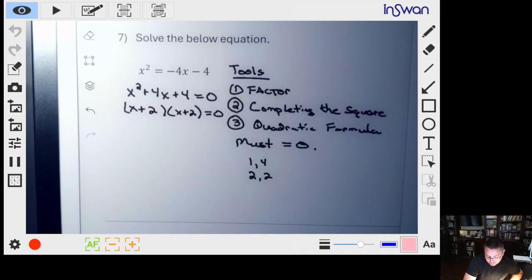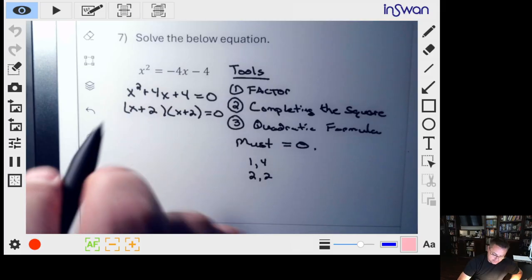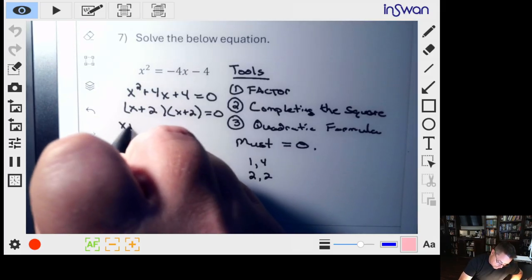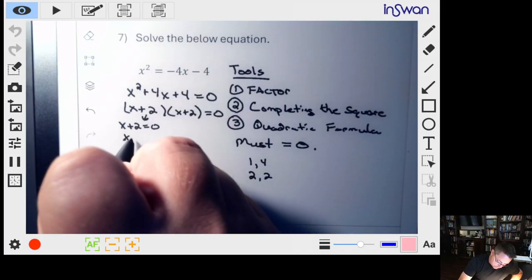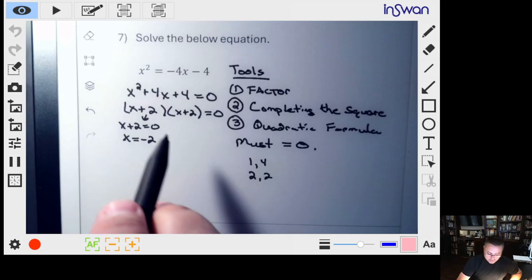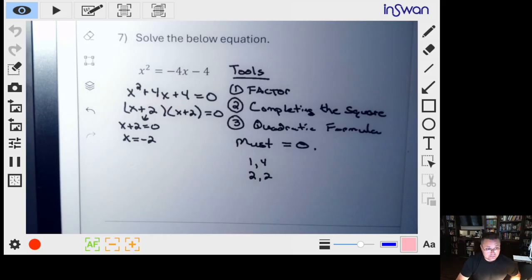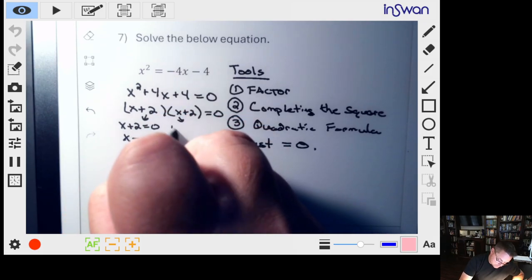So I get this. Well, what are my answers? Well, my answers are when this is 0 or when this is 0. So if x is -2, so in other words, when is x plus 2 equal to 0? Well, when x is -2. Now you can just see that by looking to see what you would plug in to make it equal to 0. On this side, well, it's the same exact thing. So I'm going to get the same answer out. In fact, we call this a repeated solution.